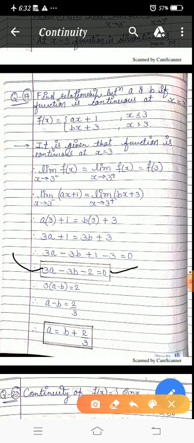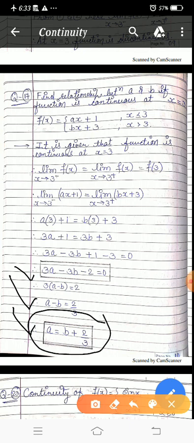If we take 3 common from the first two terms, it will be 3 into bracket a minus b, and if we take the negative 2 to the other side, it will be positive 2. So the value of a minus b will be 2 by 3. Taking b to the other side, b will also be positive, so a will be equal to b plus 2 by 3. In this way we have derived the relation between a and b from the given condition that the function is continuous at the given point. It is very easy.